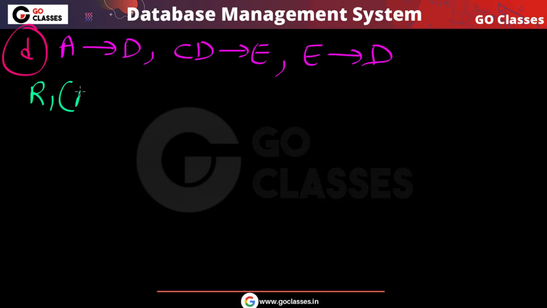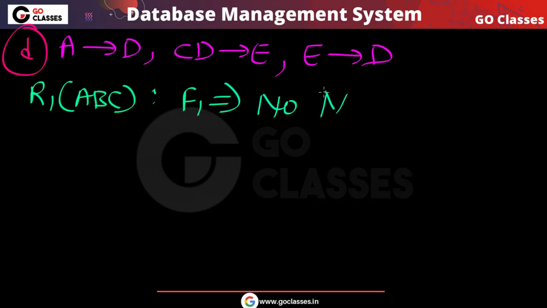The relation R1 means ABC. So what are the functional dependencies which are applicable only on these attributes A, B, C? You can notice that A can determine D, but nothing else I can say. Then CD can determine E. So again here there is no non-trivial functional dependency in this relation R1.